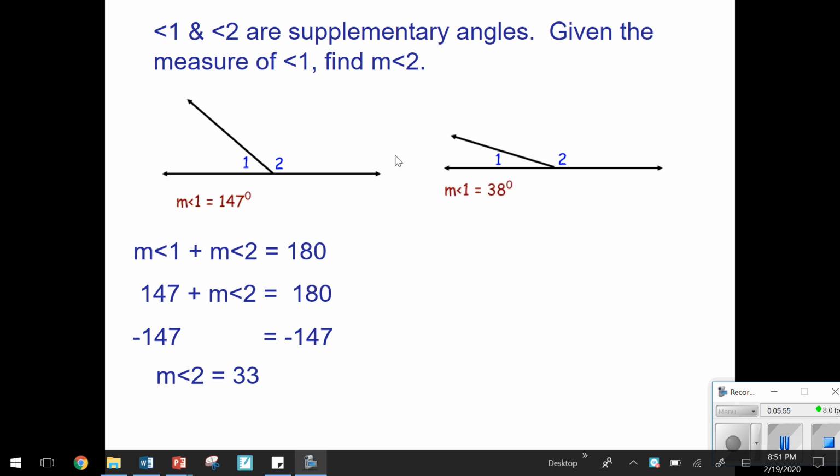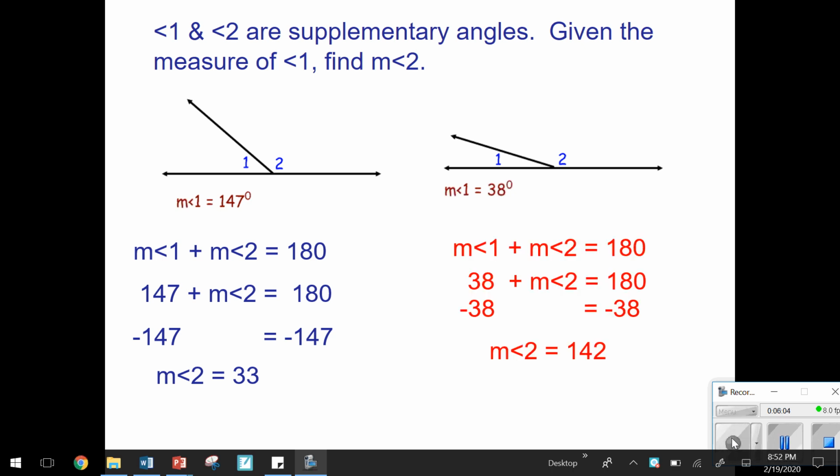Okay, I want you to try this problem on your own, so I want you to pause the video. Go ahead and set it up and then solve for angle 2. Okay, so we should have substituted in 38 for the measure of angle 1 right here. So 38 plus measure of angle 2 is 180. The 38's got to go because we want to solve for measure of angle 2, so I'm subtracting 38 from both sides. Hopefully you did your calculations correctly. 180 minus 38 is 142. And you can always check your work. 142 plus 38 is 180.